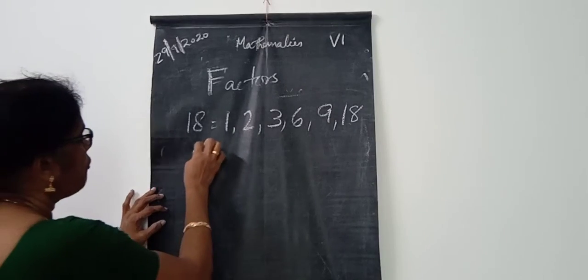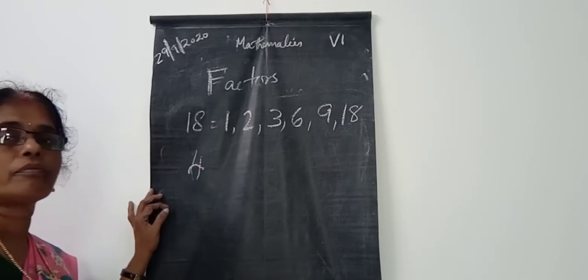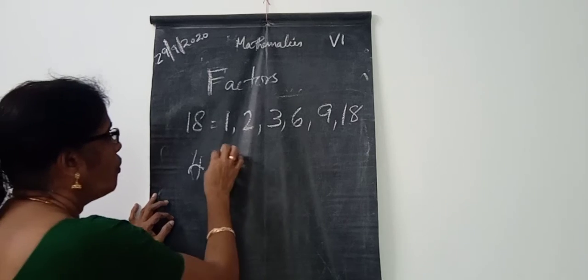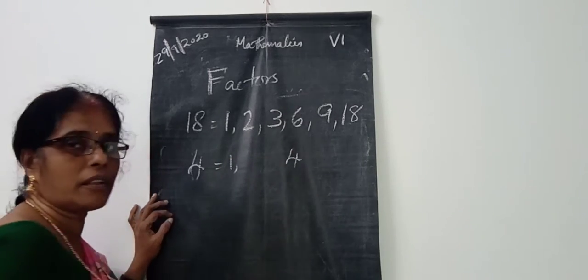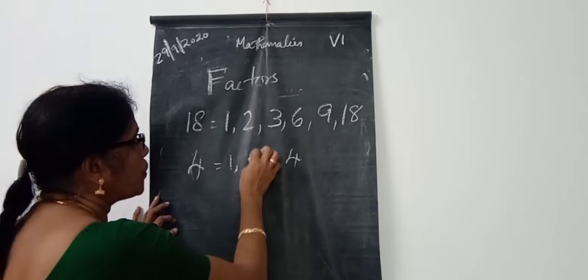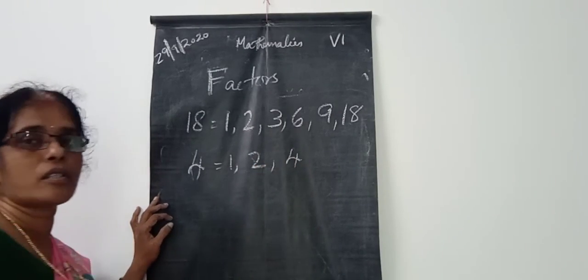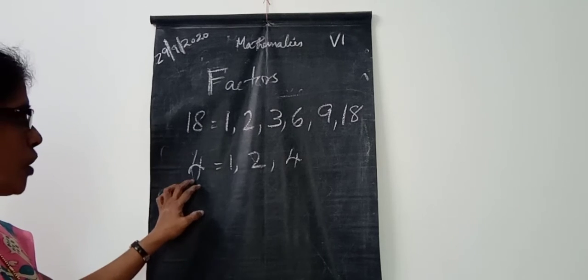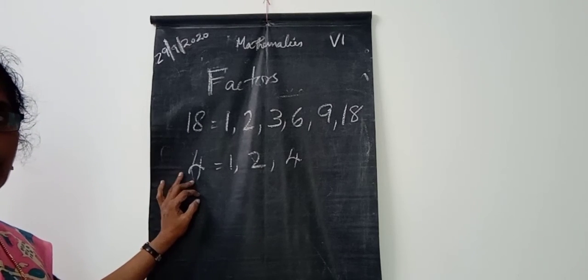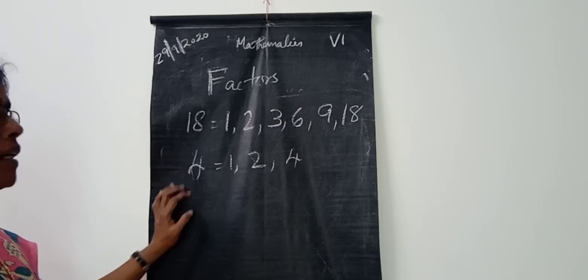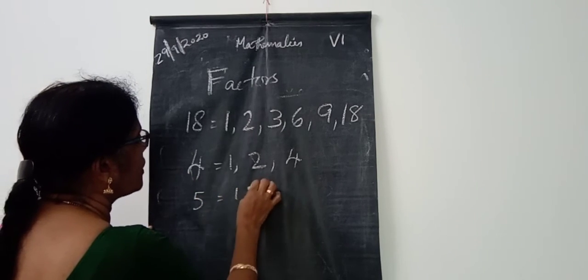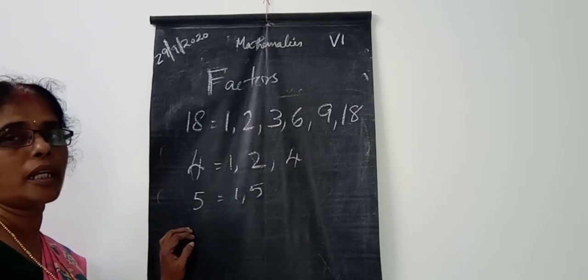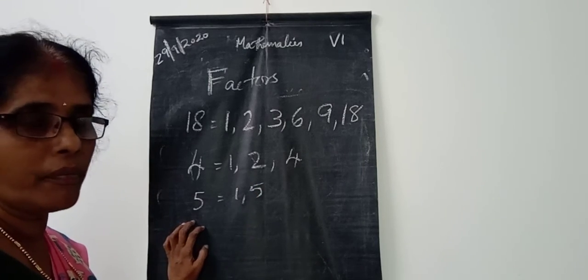And if we take 4, what are the factors of 4? 1 and 4 are the factors, isn't it? And 2 2s are 4, so 2 is also a factor, and 3 is not going. 3 is not going in 4, isn't it? And if we take 5, 5 means only 1 and 5 are the factors. No other number is going in 5.